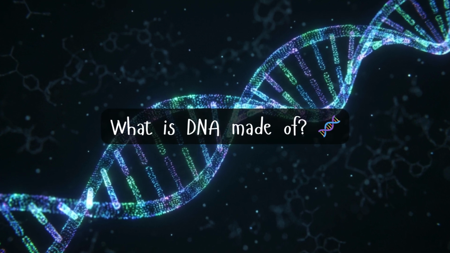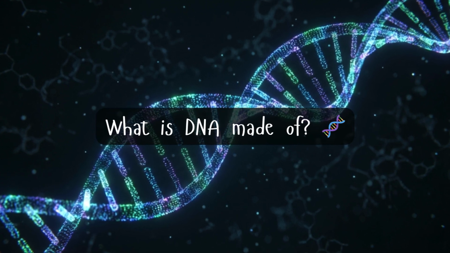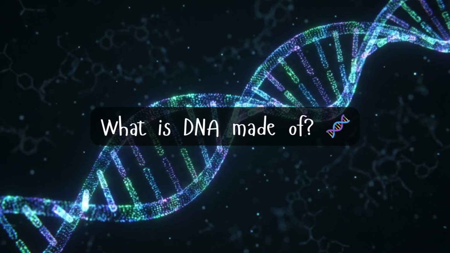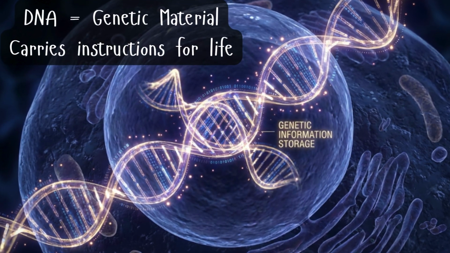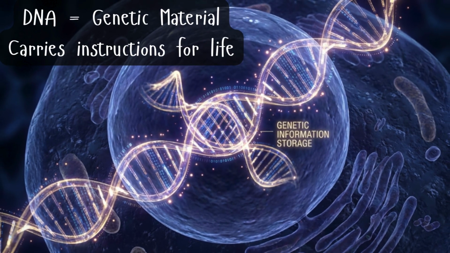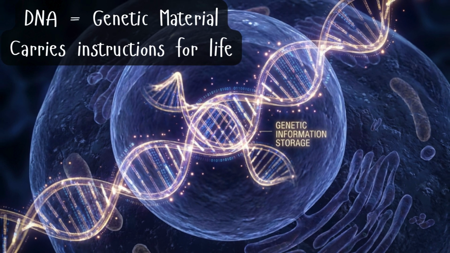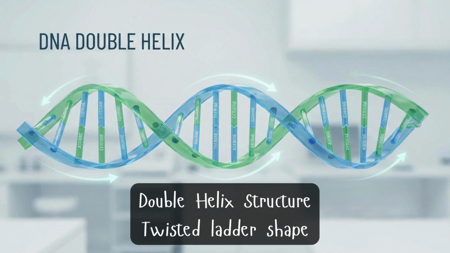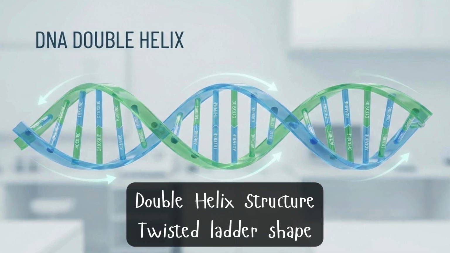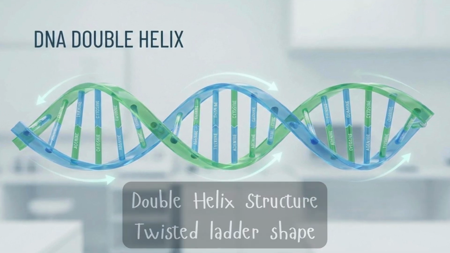DNA is the blueprint of life, but what exactly is its structure, and how does it store information? DNA, or deoxyribonucleic acid, is the molecule that carries genetic instructions for growth, development, and functioning of living organisms. DNA has a unique structure called a double helix, which looks like a twisted ladder.